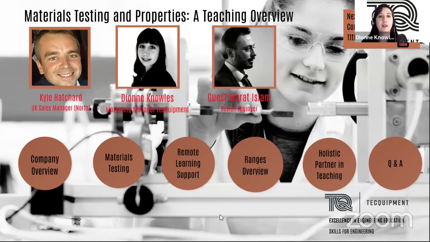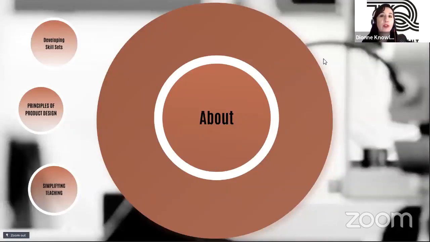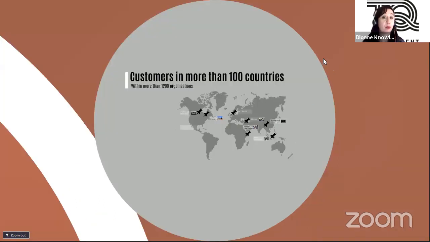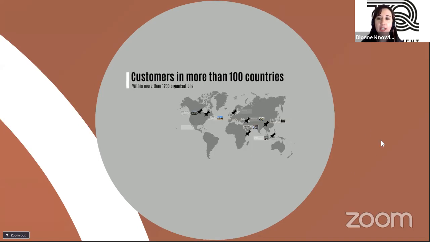First of all, many of you here today, and you've watched the previous webinars, know quite a bit about TecQuipment, but there are some people who don't know very much about us. So I'm going to do a really quick overview of who we are and what we do. We're all about providing engineering teaching equipment, whether that's in civil engineering or mechanical engineering. As a company, we've got a worldwide presence in more than 100 countries, within more than 1,200 organizations, very much a spread across the globe.